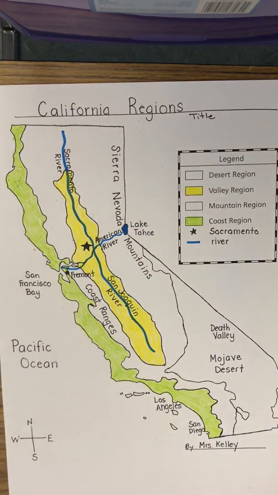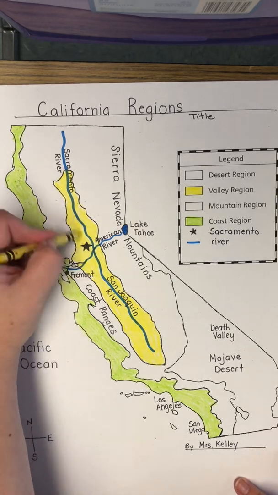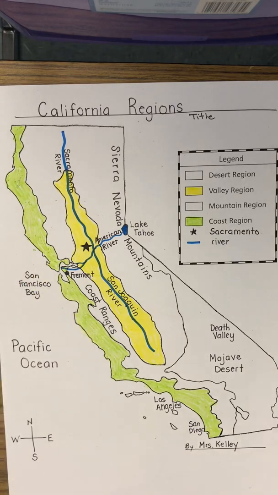All right, so there is my coastal region. My valley region all along the center part. My coastal region's on the coast. All right, so there is the valley. And now I'm going to get to the mountain region. Remember how I said a valley is an area between two mountains? Well, we're going to color the mountains now.